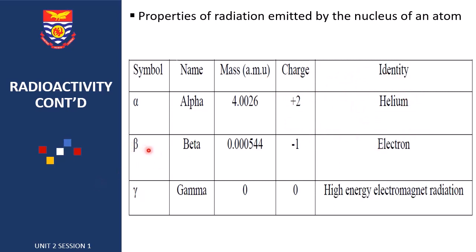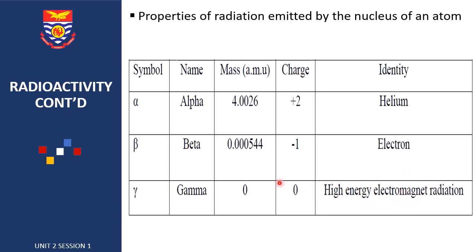Then we have the beta particle, which is symbolized as beta and has a mass of 0.0000544 and has a charge of -1. It is identified as an electron. So electrons are very light in weight. We have the gamma rays, which have no mass and no charge, but they are high energy electromagnetic radiations with high penetrational power.